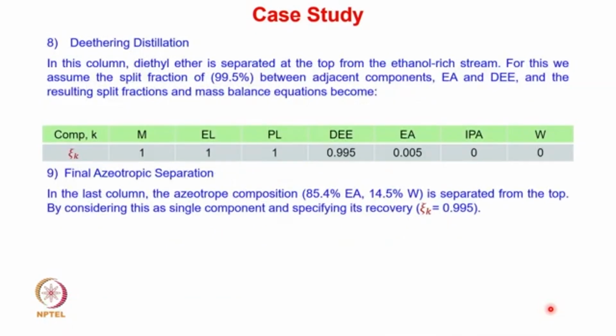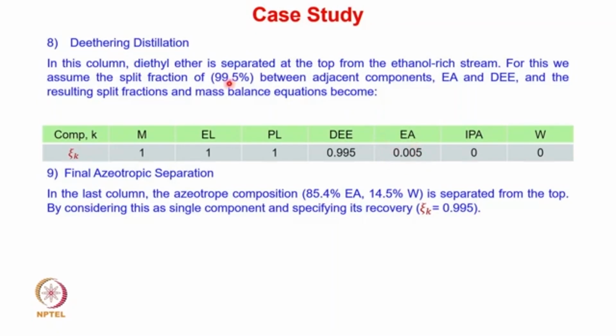So similarly, we can do the calculations for the de-ethering distillation. Here, what we are interested in the de-ethering distillation column, we wanted to recover 99.5% of the ethanol in the bottom product, isn't it? Diethyl ether will be separated as a top product, isn't it? So if this is in the bottom product, what will be the split fraction in the top? That will be 0.005, isn't it?